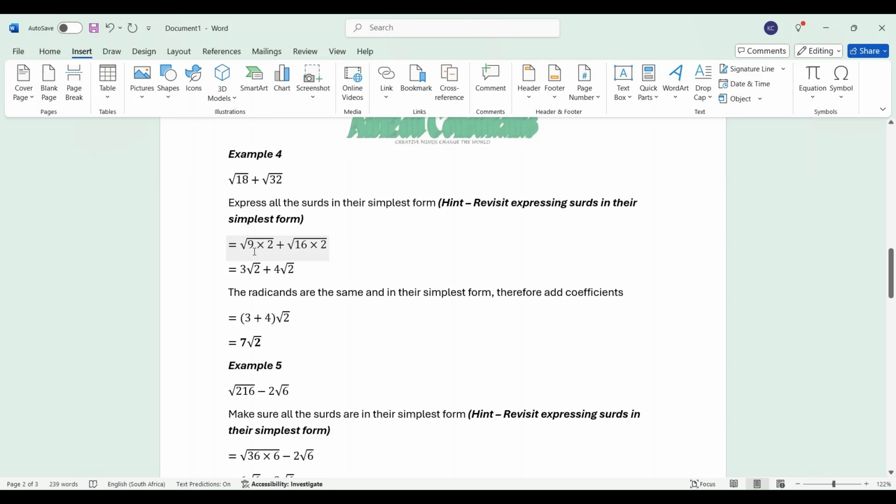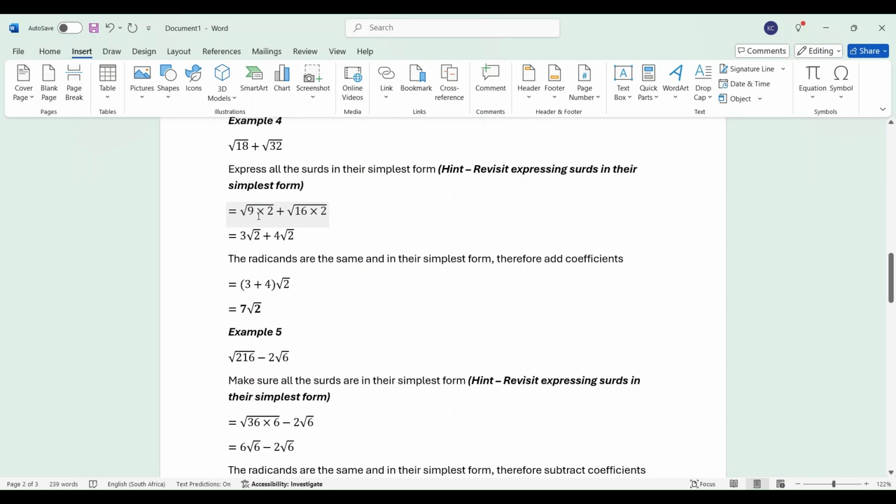because 9 is a perfect square. We go on to 32, we have a perfect square, which is 16. So 32 can be written as 16 times 2. So this says we can now reduce that square root of 9 is giving 3. So root 18 can be reduced to root 9 times 2, which reduces to 3 root 2. We apply the same procedure on our root 32 so that it reduces to 4 root 2.